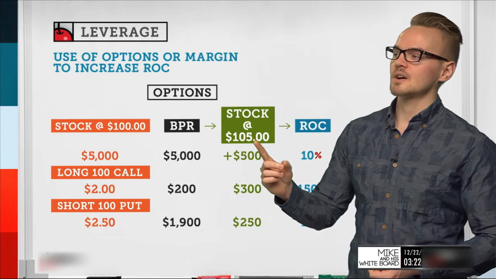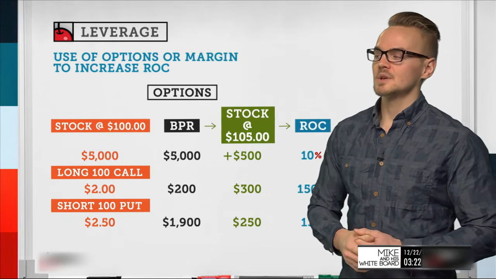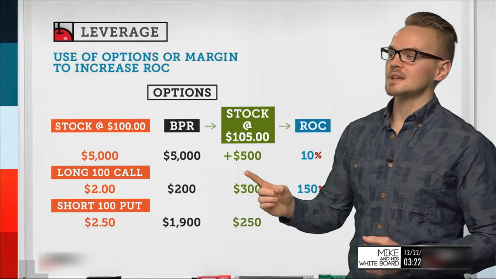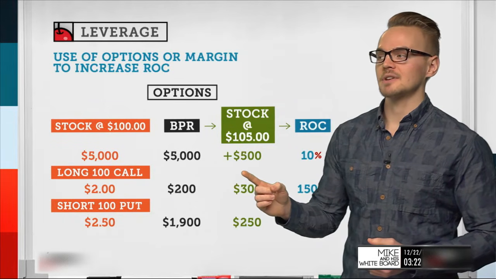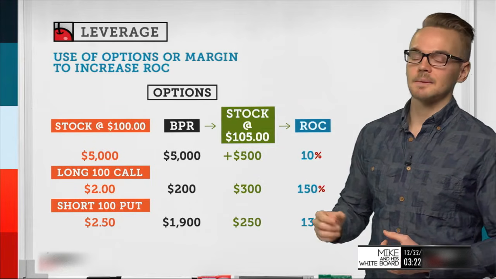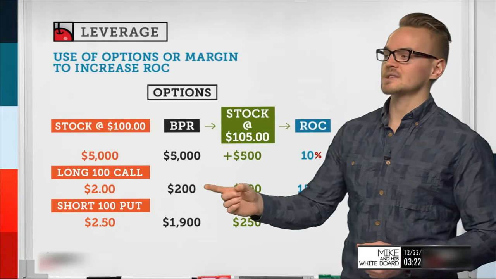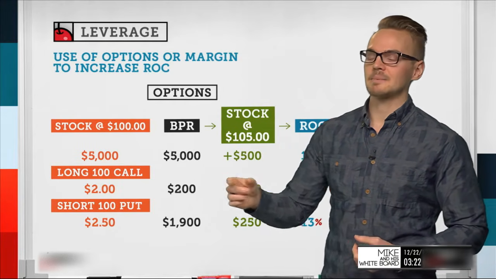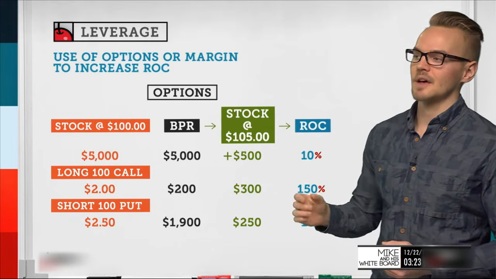And let's say the stock goes to 105. So now the stock only went to 105 instead of 110. So I would see a $500 net profit here, which is going to give me a return on capital of 10%. So in a margin account, when I just take the profit here and divide the buying power into that, it gives me that 10% value.